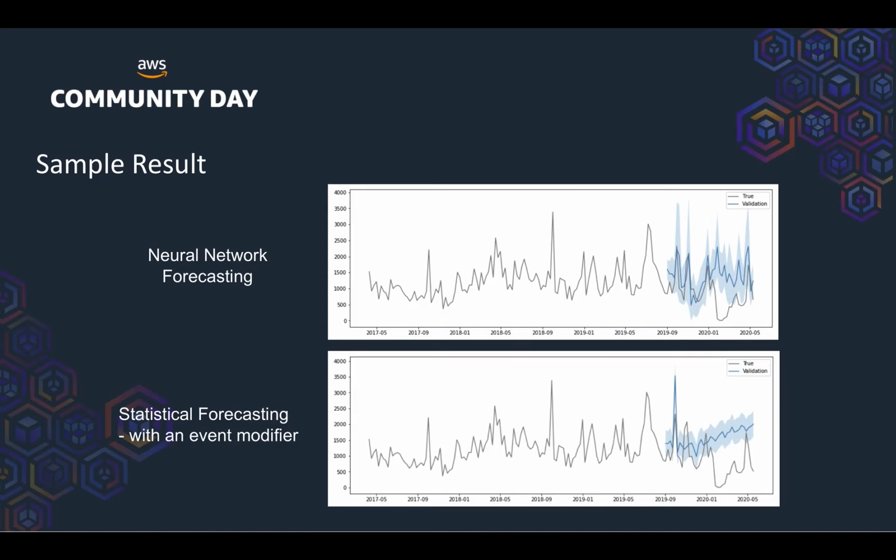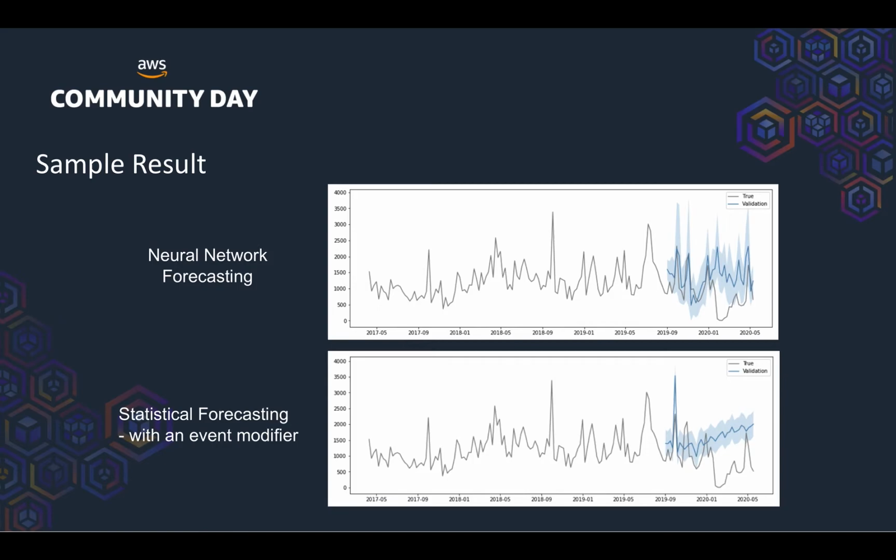As we can see, for both of them, the y-axis indicates the sales volume, and the x-axis specifies the time frame, which is from April 2017 to June 2020. Looking more carefully at the graph, you could see the actual sales is the gray line, and the blue line represents the exact forecast result. The blue area covers the confidence interval.